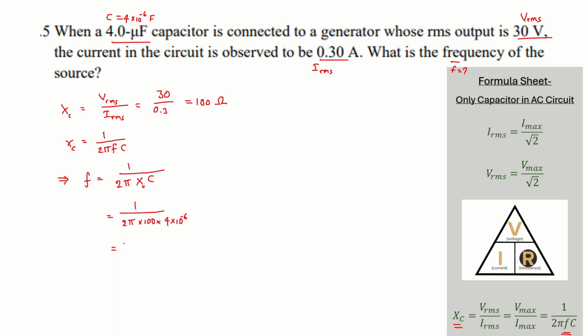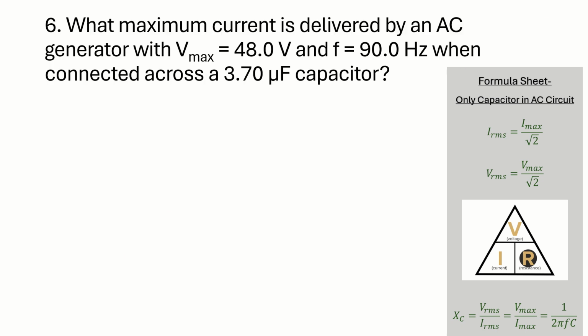The answer is 397.88. So, roughly like this. So, frequency, the SI unit is hertz. Next problem. What maximum current is delivered by an AC generator?